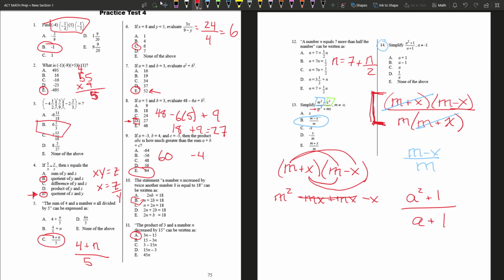Okay. What about the bottom? Can we factor the bottom? Is there a common factor between a and 1? Okay, so we can't factor the numerator or the denominator. So we really can't cancel anything out. So this is as simple as it gets. All right. So our answer here is just none of the above.